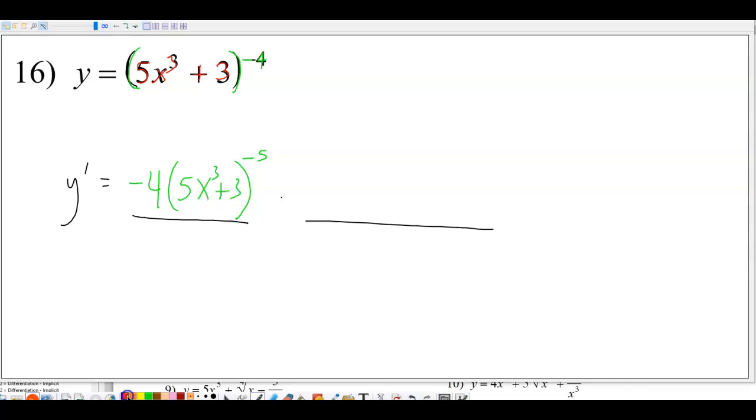The next thing we want to do is multiply that by the derivative of the inside. The 3 is just going to go away because it's a constant, but the derivative of 5x cubed is 15x squared.